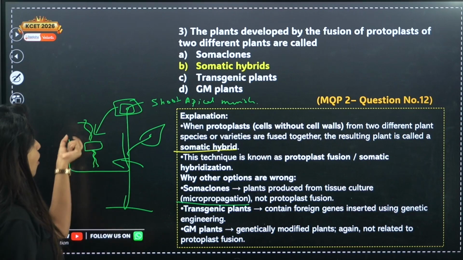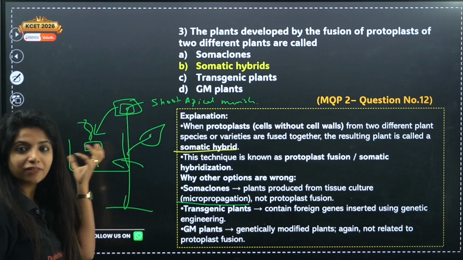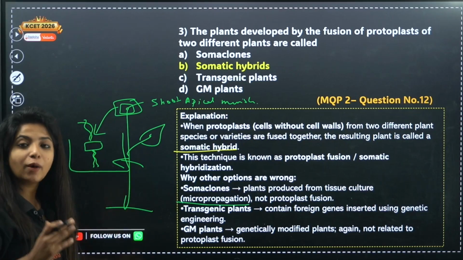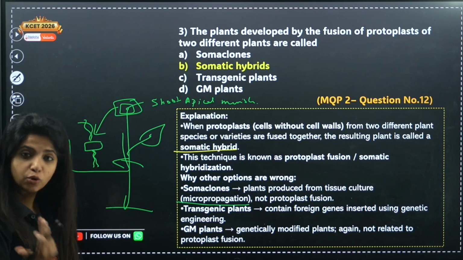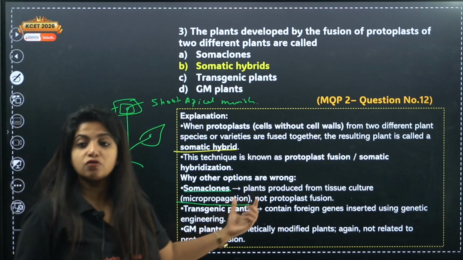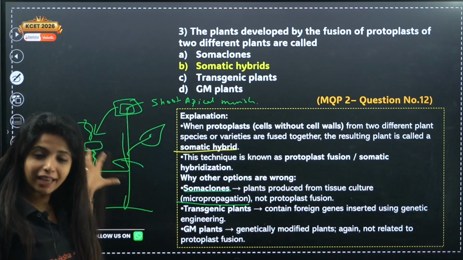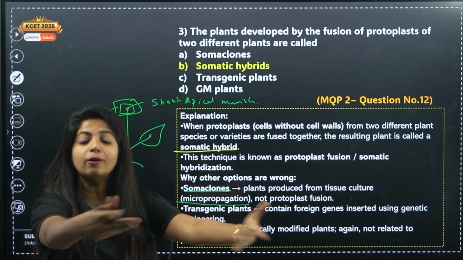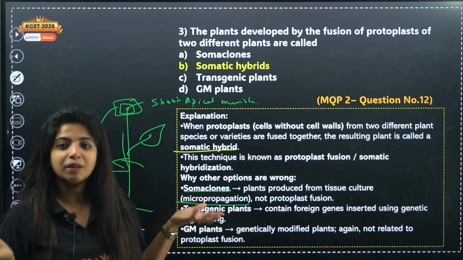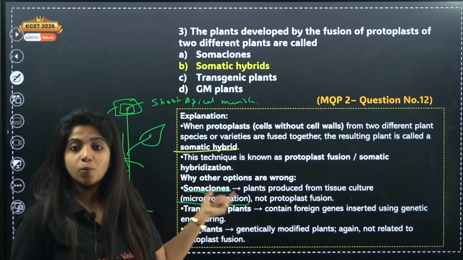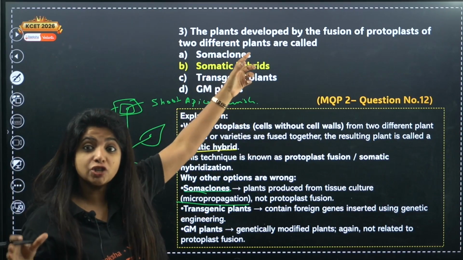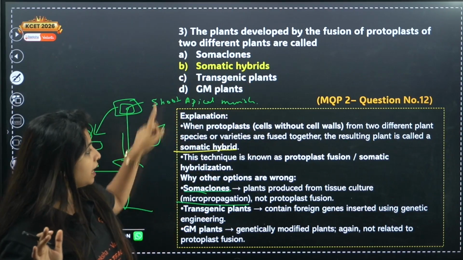Now, since all the plants which are formed have the same cell type and the same genetics, they are known as clones, and specifically soma clones. So these are plants produced from tissue culture. Tissue culture is a mechanism we use to produce thousands of plants, which is known as micropropagation, and since all of them are genetically similar, you call them soma clones. Here in somatic hybrid, two different plants are mentioned, so a hybrid has to be there, right? And here it is a clone.